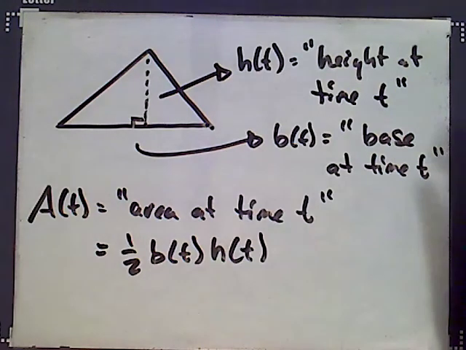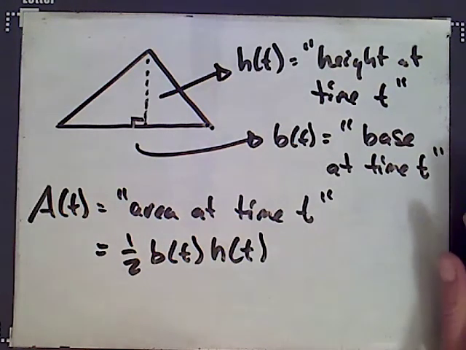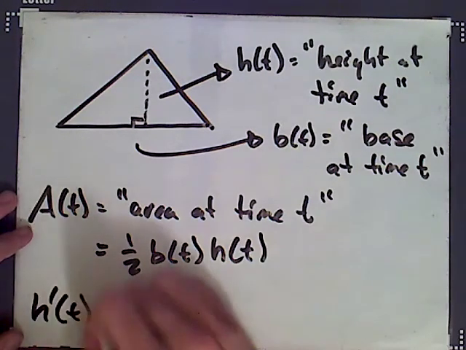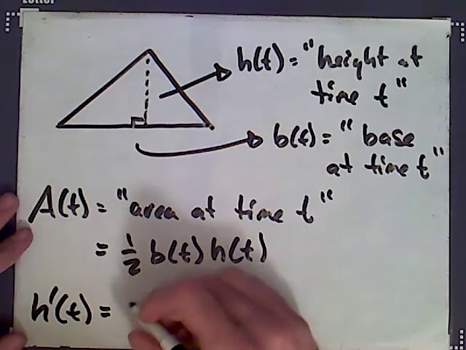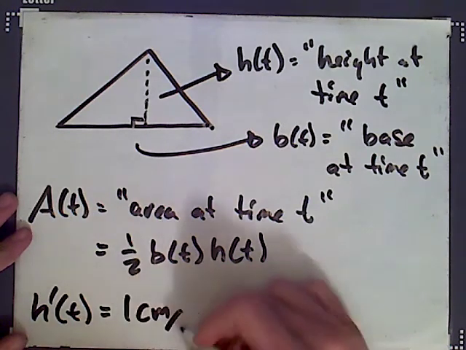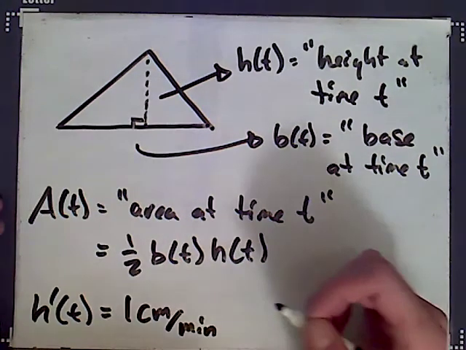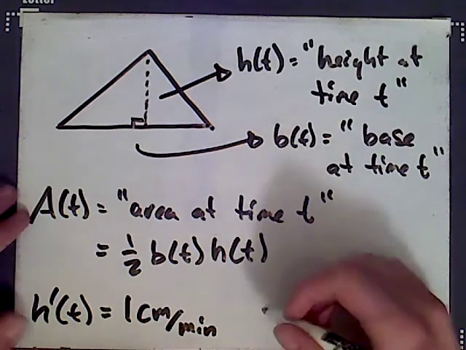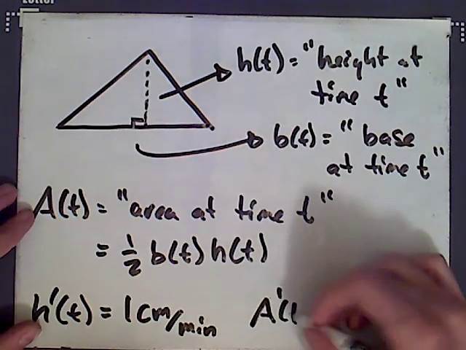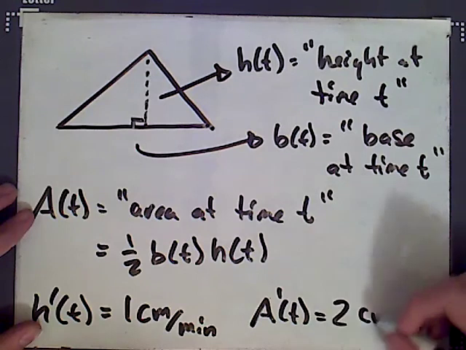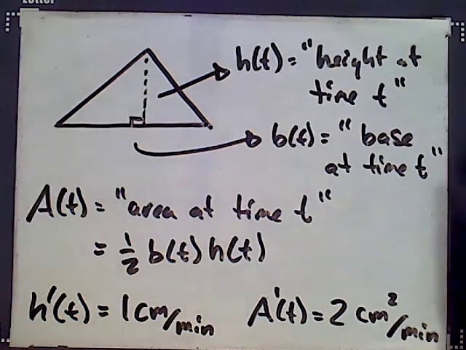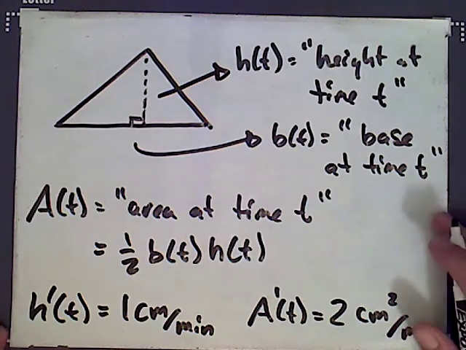What we also know is that the height is increasing at 1 centimeter per minute. So the derivative of the height function is 1 centimeter per minute. And the area is increasing at a rate of 2 centimeters squared per minute. So A prime of t is 2 centimeters squared per minute. So that's the general setup.